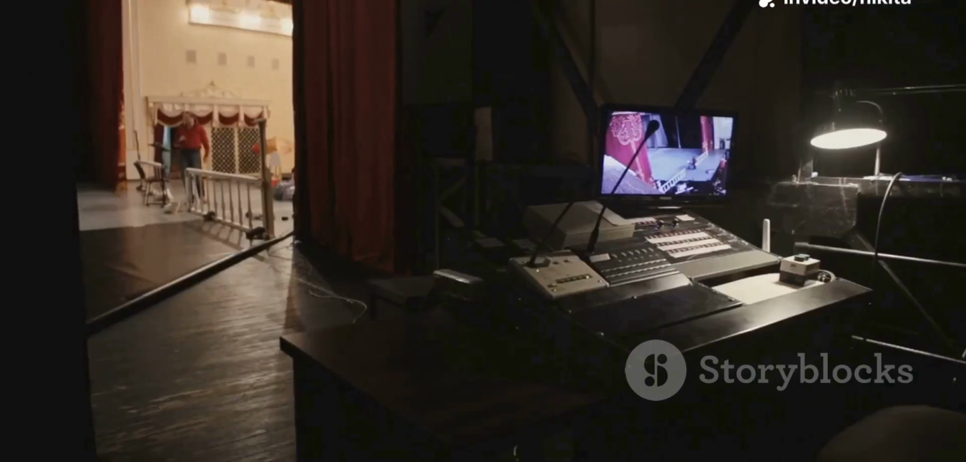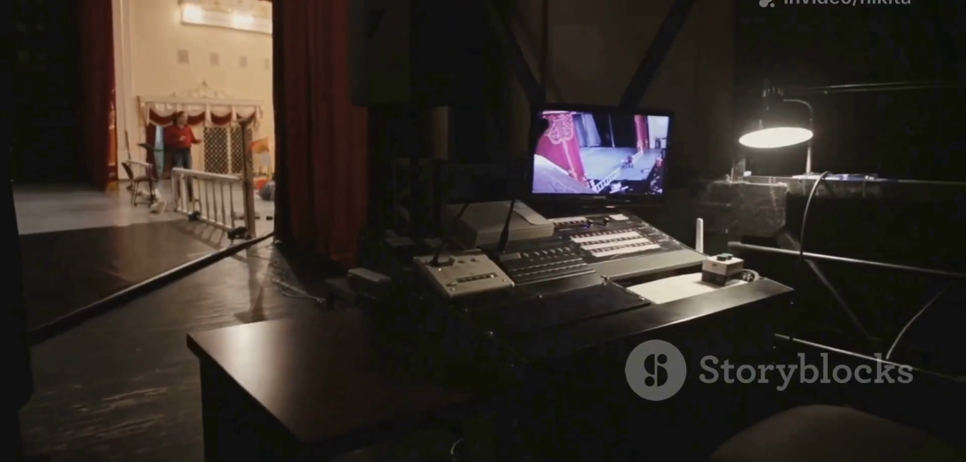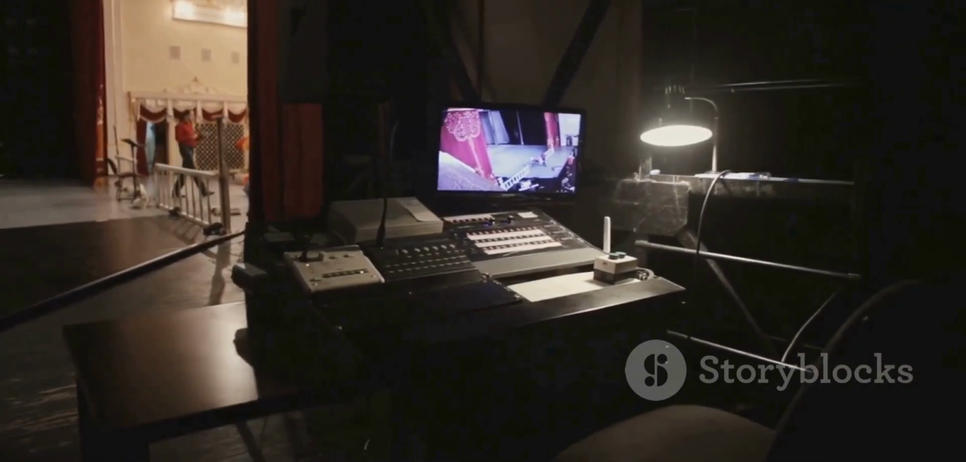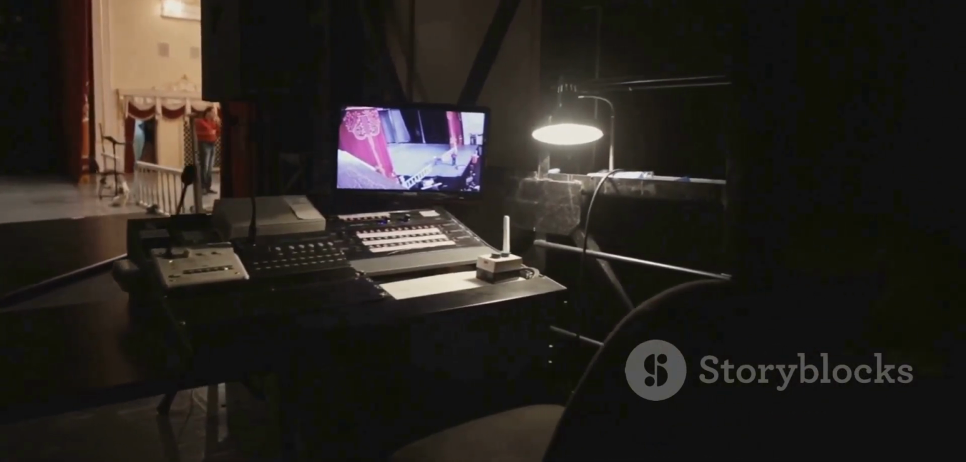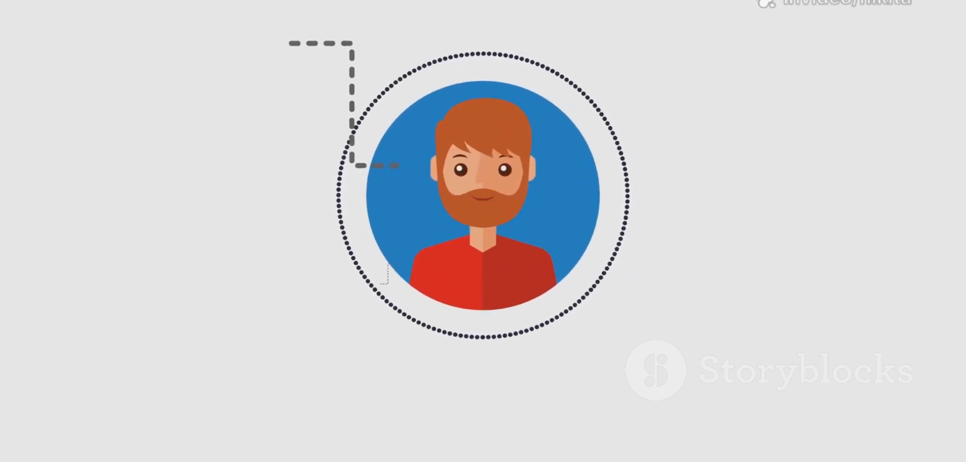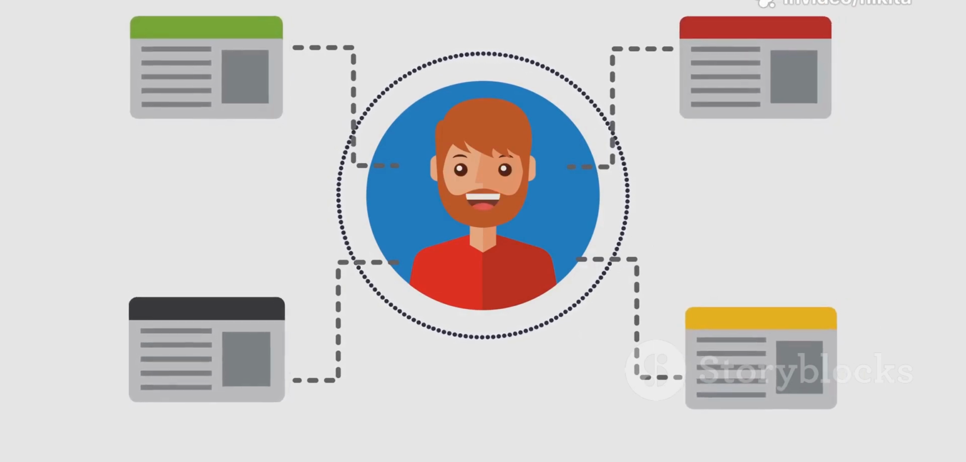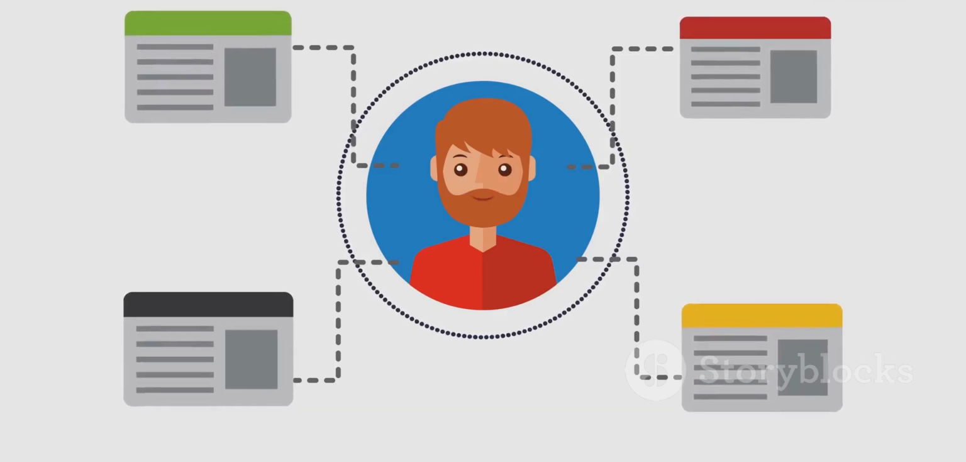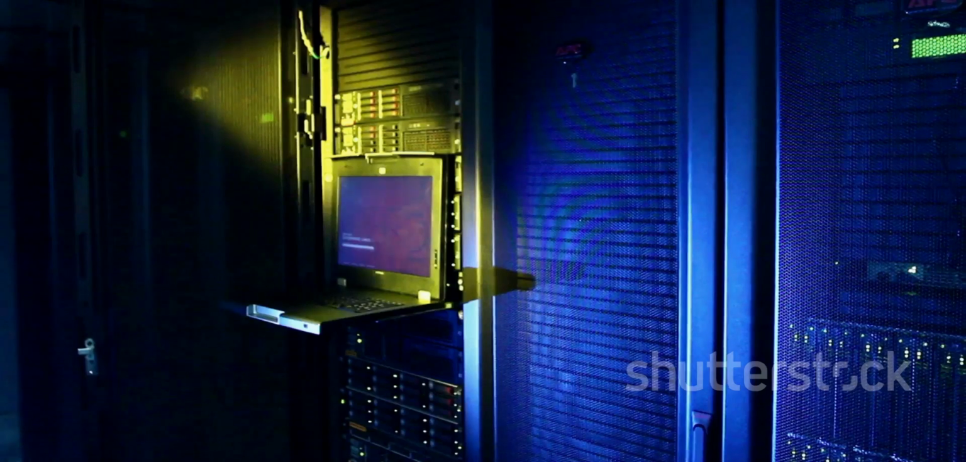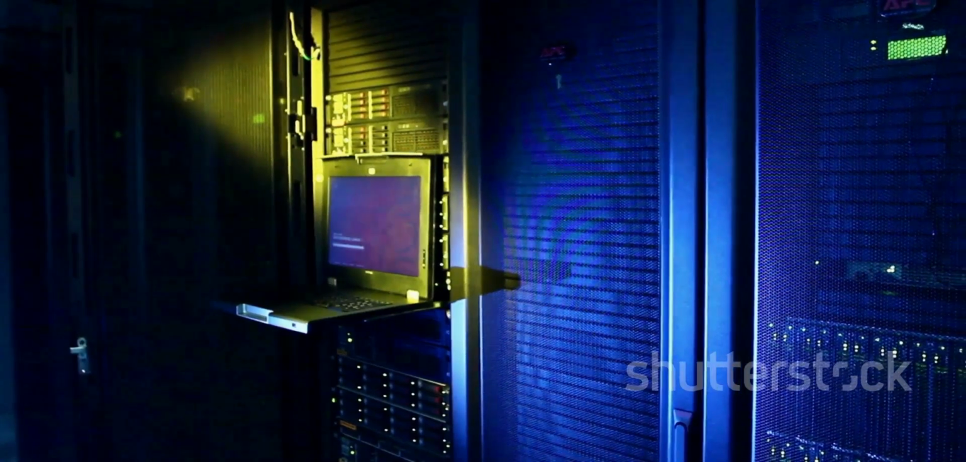Imagine a stage play. The front end is like the actors and the set you see, while the back end is the crew and equipment working behind the curtains to make the show run smoothly. The front end is all about what the user experiences directly, how the website looks, how it feels to interact with, and how easy it is to use. It's the design, the colors, the buttons, and the animations. The back end, on the other hand, is where the real magic happens.